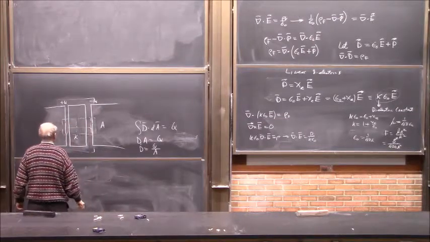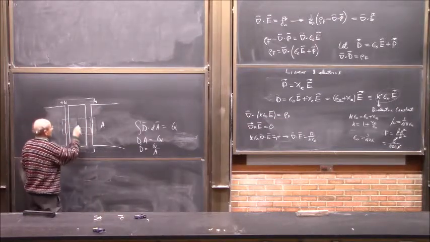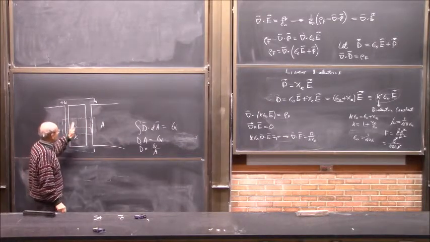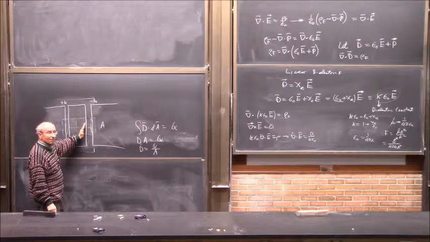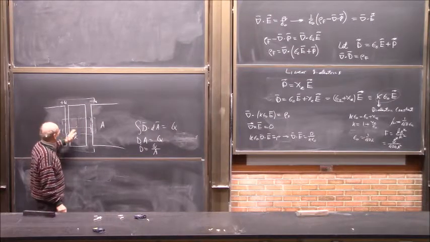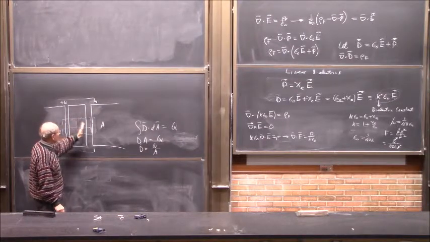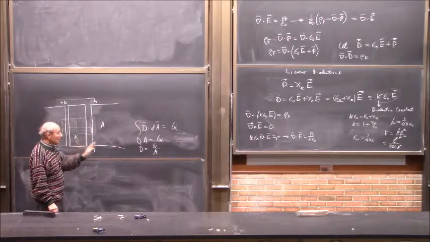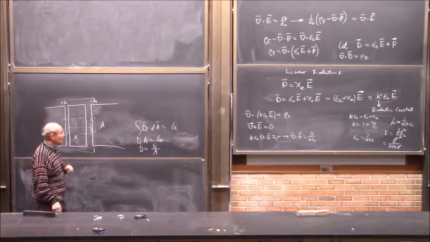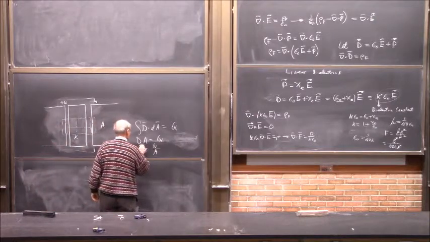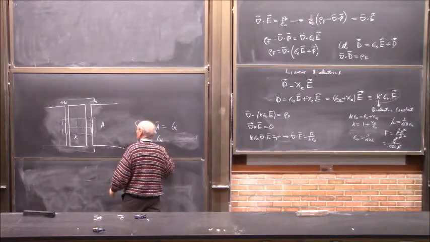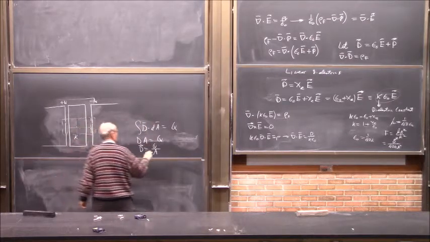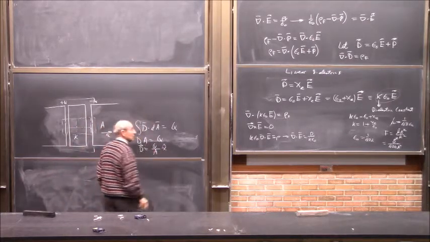All right? Now, as I go over this way, do I encounter any free charges? No. So all the way across this thing, D is exactly the same. D is Q over A everywhere. So we get D is Q over A times, and let's make this the x direction. So it's D equals Q over A times x hat.